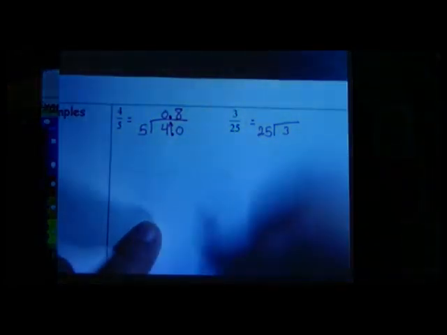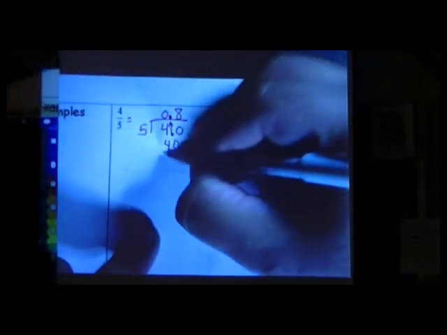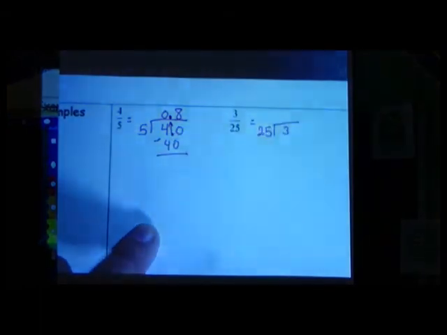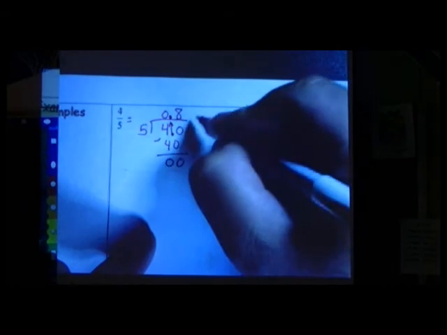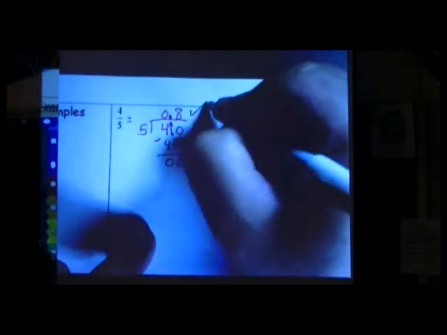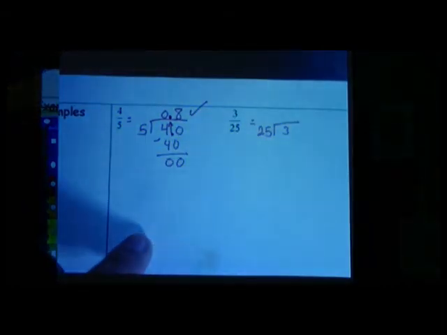Because 5 times 8 is 40. So I'll go ahead and put it down and I subtract, and when I subtract I get a remainder of 0, so I'm finished, and my quotient, my answer is 0.8.